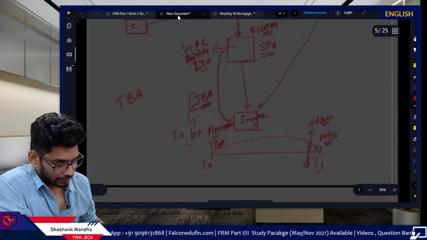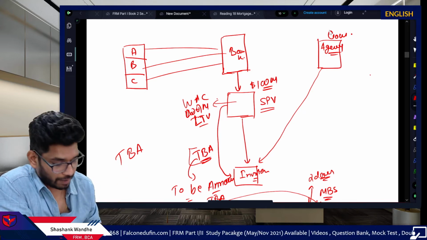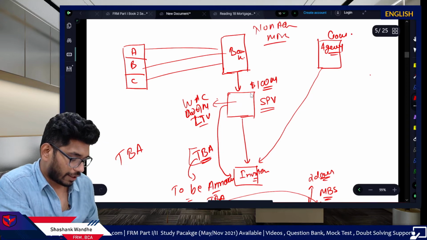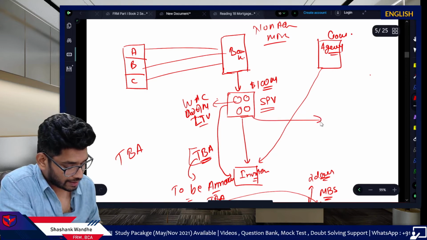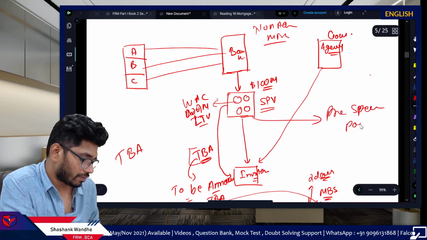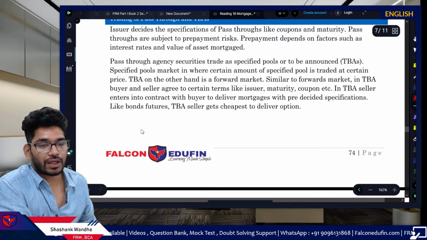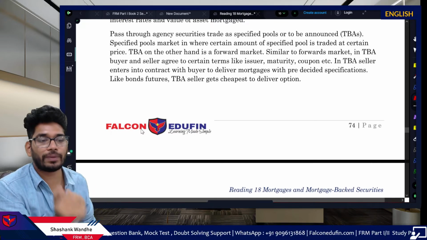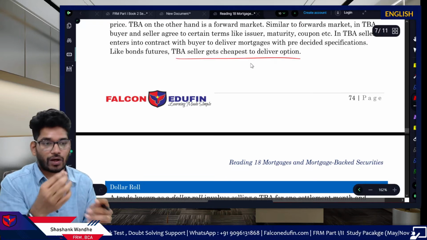And if the bank, which is applicable in non-agency MBS, first creates the pool and then provides the securities, this is called a pre-specified pool. So these MBS securities are from the pre-specified pool. Okay, pre-specified, and then second is the TBA, to be announced. And there is a problem with the TBA.